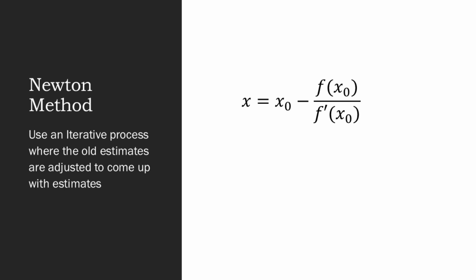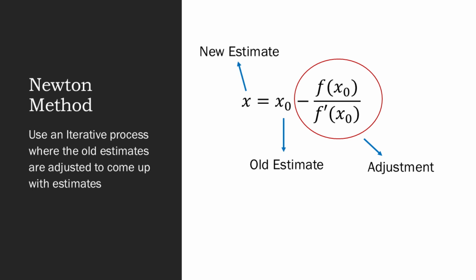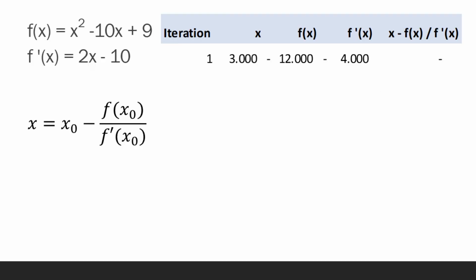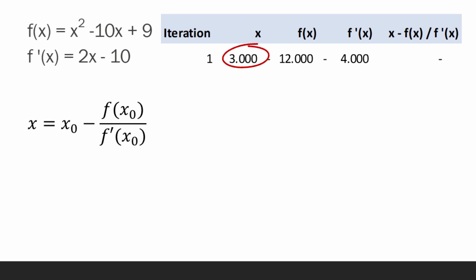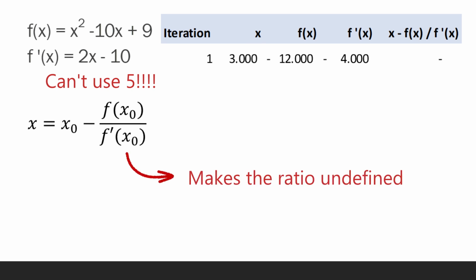It uses a new estimate coming from the old estimate minus an adjustment, negative f of x sub 0 over f prime of x sub 0. And this is what the formula looks like. Now, let's work on this using our previous function, and this time we get the first derivative of f of x as well. As usual, we see the process with an initial value, and here let's start with the number 3. Note that we cannot start with a value of 5 because that makes f prime 0, making the ratio f over f prime undefined, and the run stops immediately.